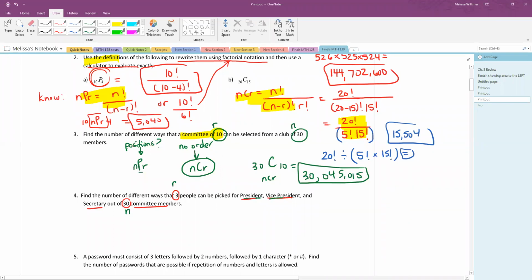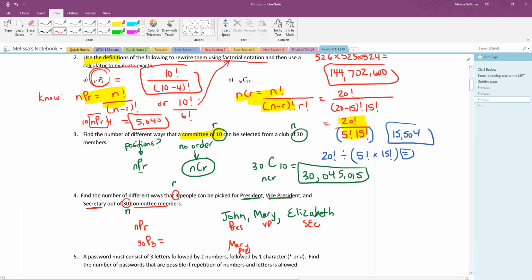And because we are putting people in positions, if I'm picking John, Mary, and Elizabeth, and I'm just putting them on a committee, then the order of their names won't matter. But if John gets the position of president, Mary is vice president, and Elizabeth is secretary, then if I switch that around, that's an entirely different setup. So if Mary was president, that's a different type of committee. So because we're placing in positions, it's a permutation, and this would be 30P3.